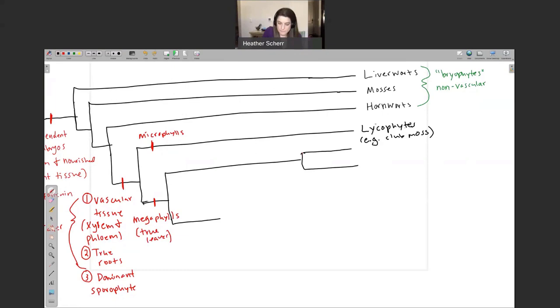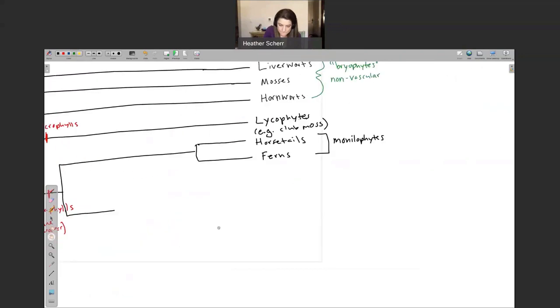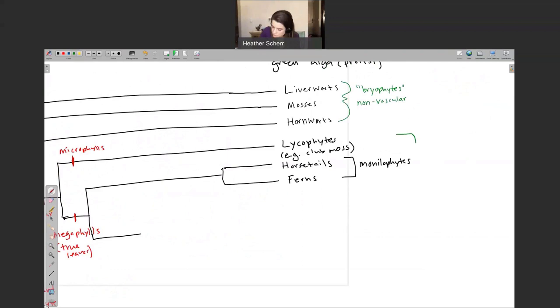And this group is horsetails and ferns. Horsetails and ferns are referred to as monilophytes. That's the modern term for it. Both of these groups together are called the seedless vascular plants.